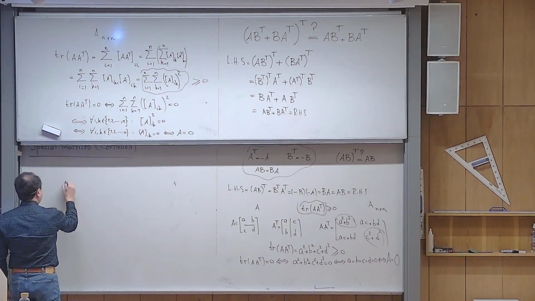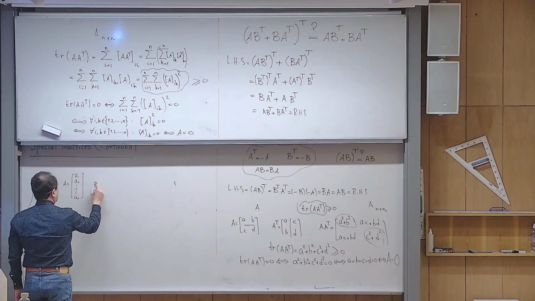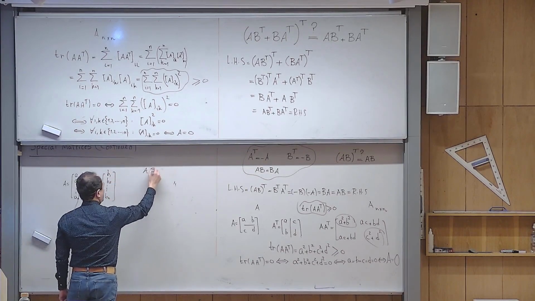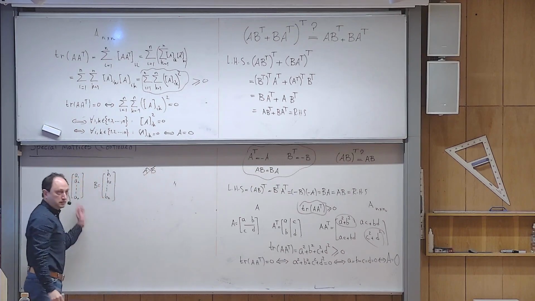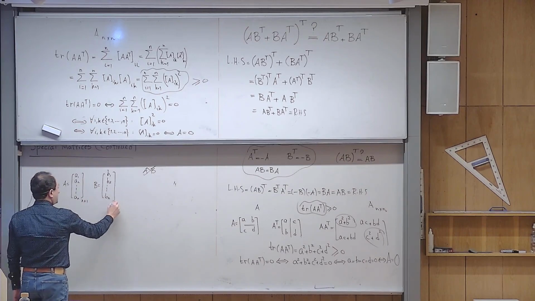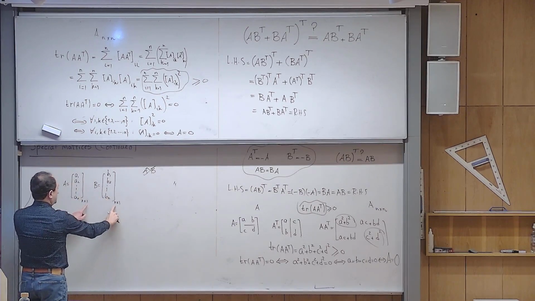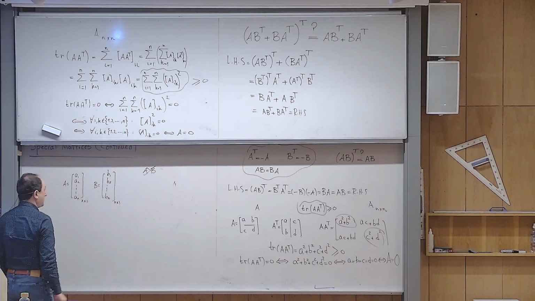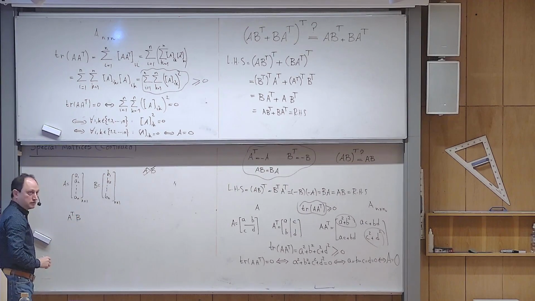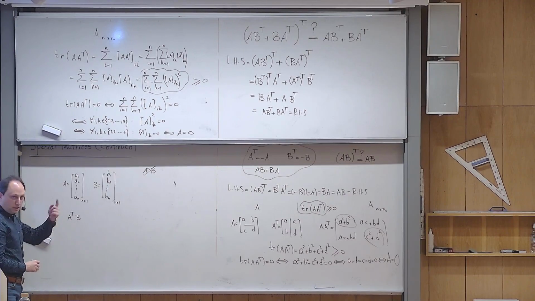If A is this matrix A1, A2 up to An, and B is B1, B2 up to Bn. First of all, do you see that A times B is not defined at all? Yes? A cannot be multiplied by B because this is n by 1 and this is also n by 1. I cannot multiply them because these numbers in the middle are not the same. But A transpose B is defined, and the answer is just one number.